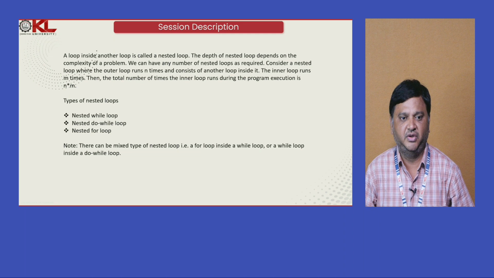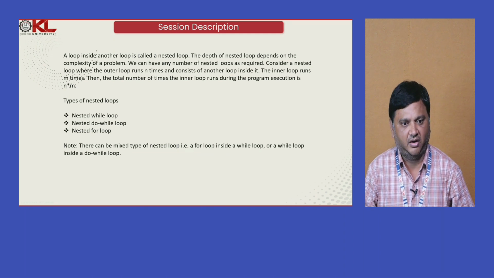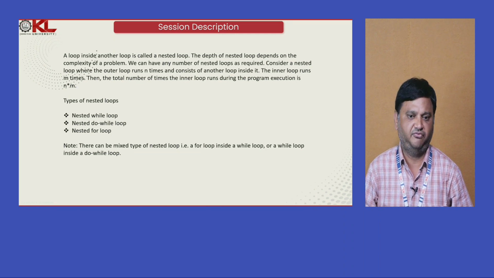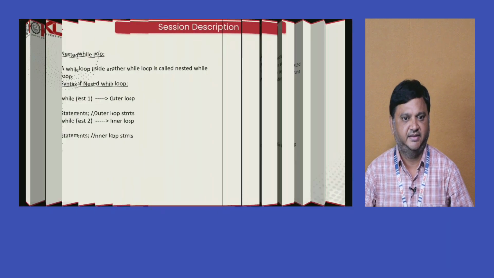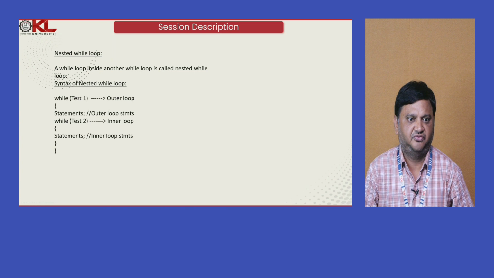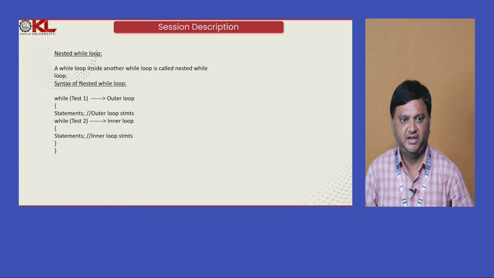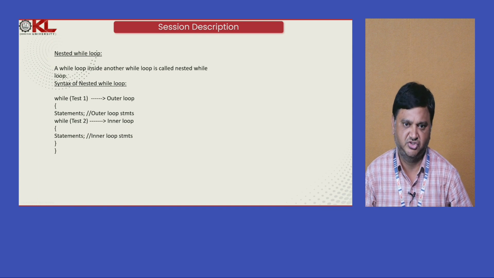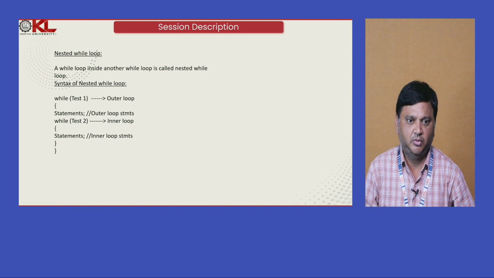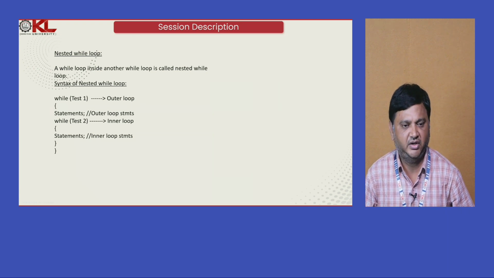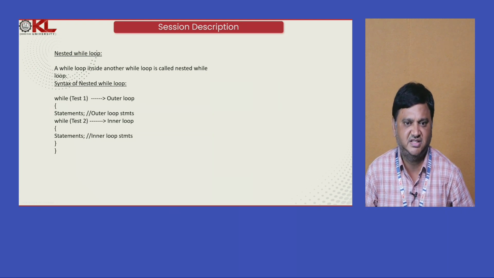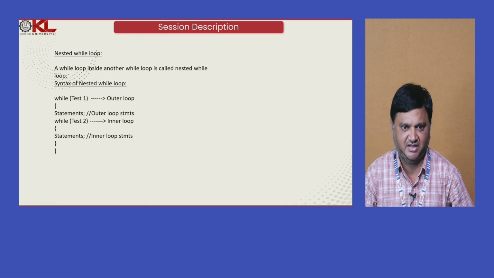So we can implement nested loops on while, do while and for. Let's see the syntax and the definition of the nested while loop. As I told you, a while loop inside another while loop is called a nested while loop. Why, sir, are we going to implement this nested loop? What is the necessity of using a nested loop in C programming? That's the question in your mind.